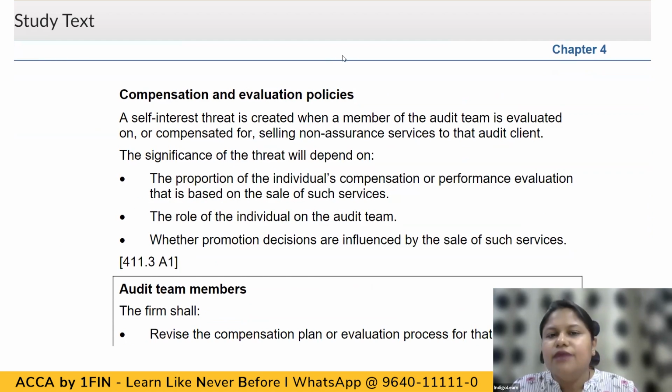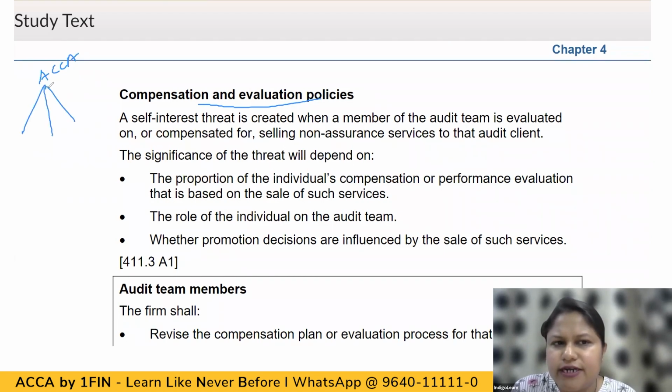Moving further, we have compensation and evaluation policy. Now, this is something different to understand, but not very difficult. Compensation and evaluation policy. Okay, the thing is, sometimes what happens is, suppose there is a particular ACCA firm and this firm is into different avenues of practice. So they are giving consultancy service, they are giving tax services, they are giving some management advisory services, they are providing assurance service of audit also.